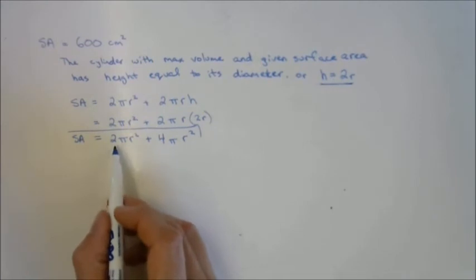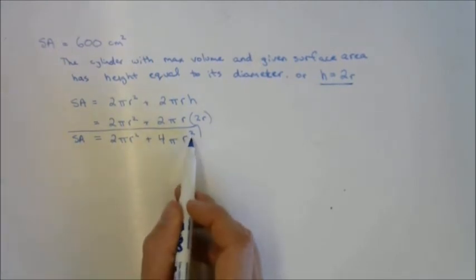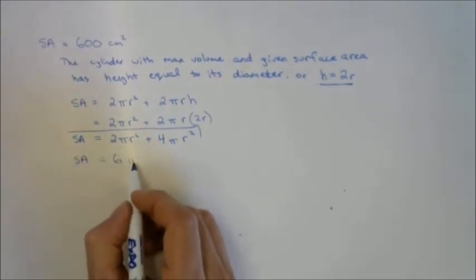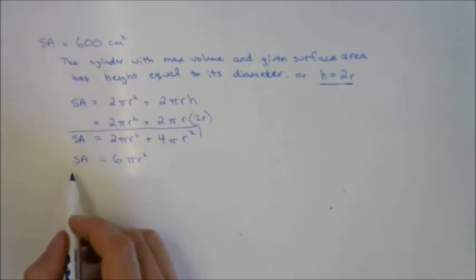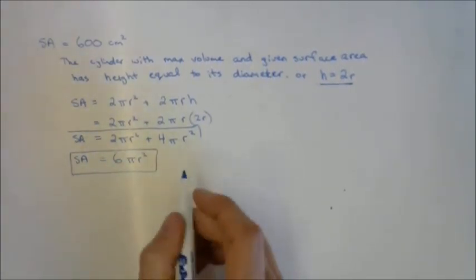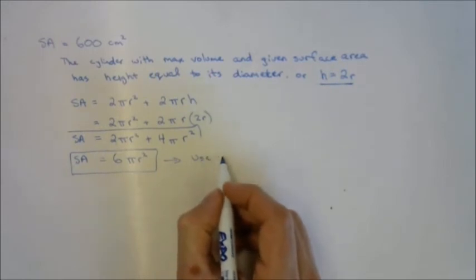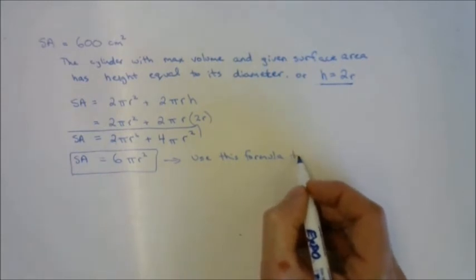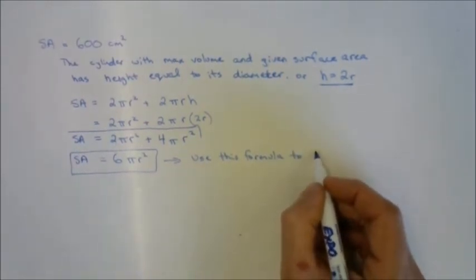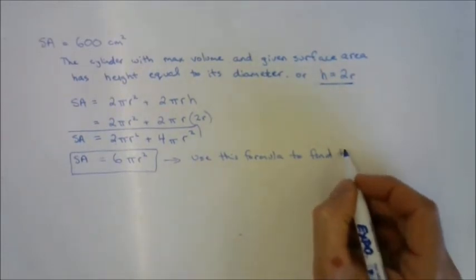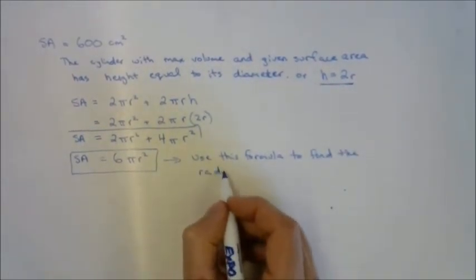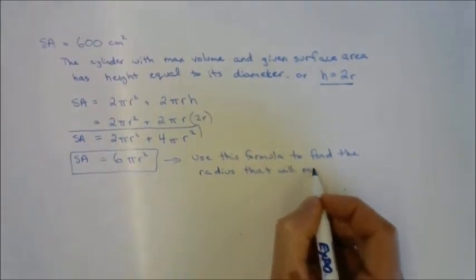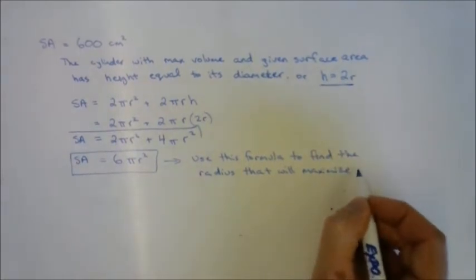Look what happened. We have 2 pi r squared and 4 pi r squared. So how many pi r squareds do we have? We have 2 here and 4 here. 2 plus 4 is 6. Use this formula to find the radius that will maximize volume.